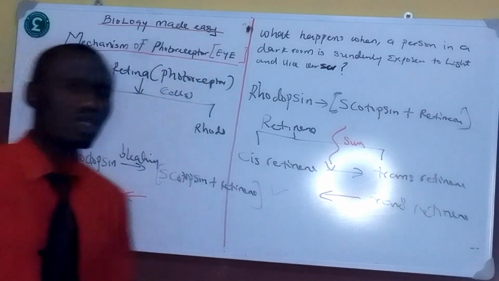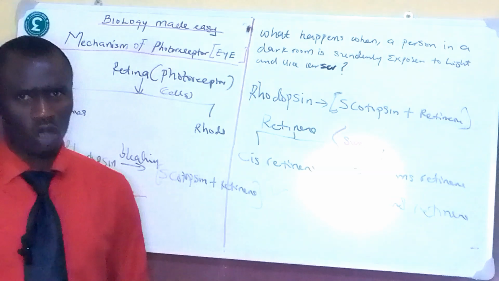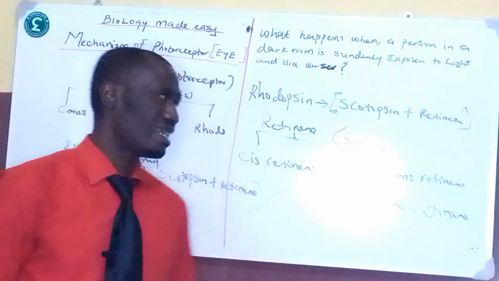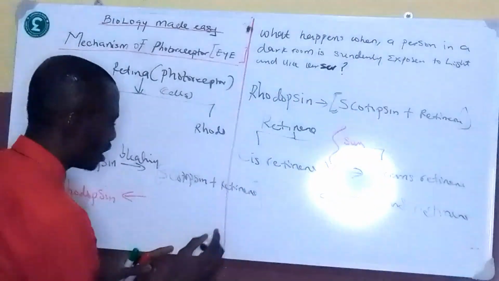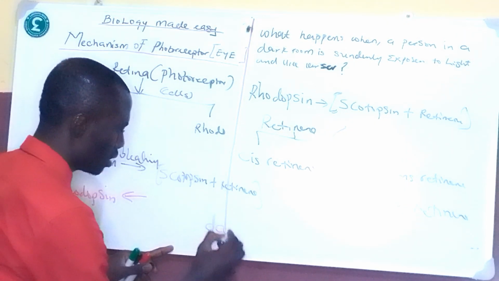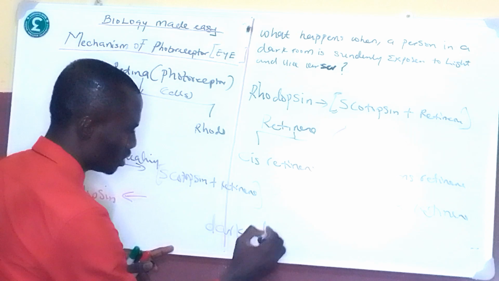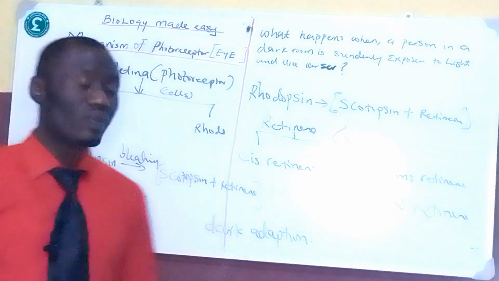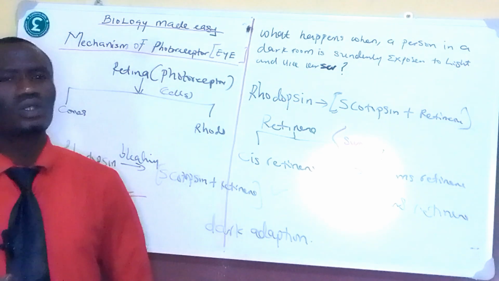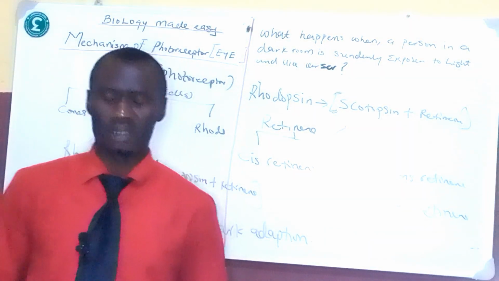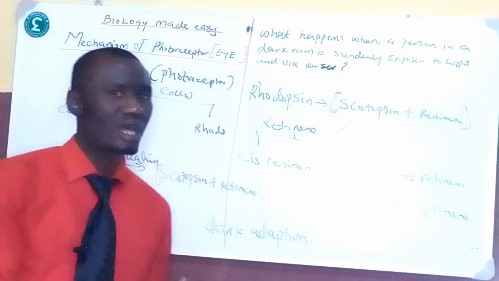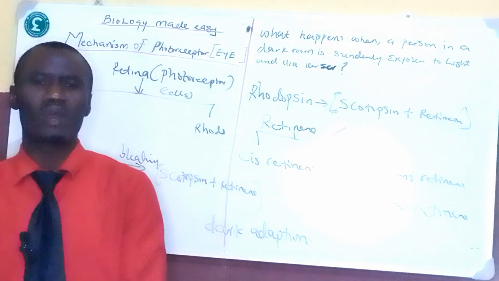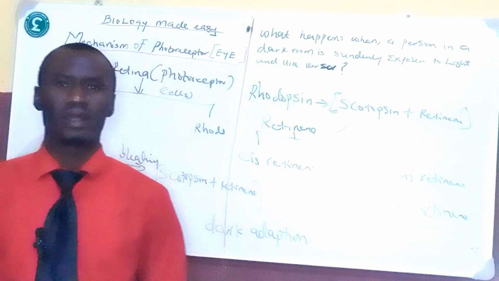Now, the process of the formation of this rhodopsin is what is called dark adaptation. Alright, so this is the process that occurs when a person is taken from a dark room to a bright light source, or from a bright light source to a dark room.